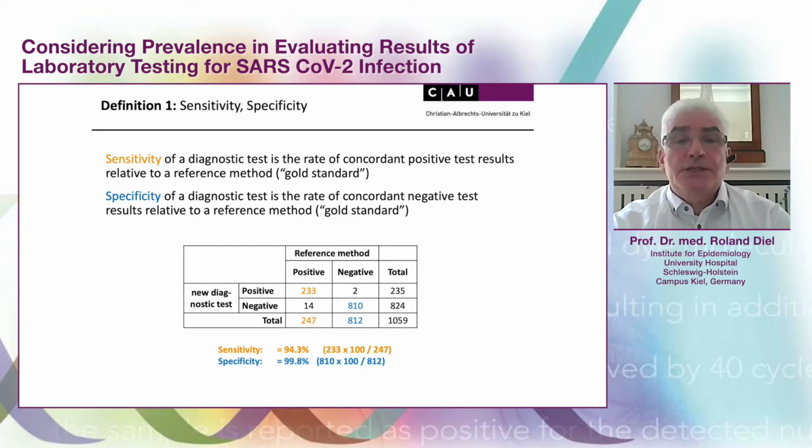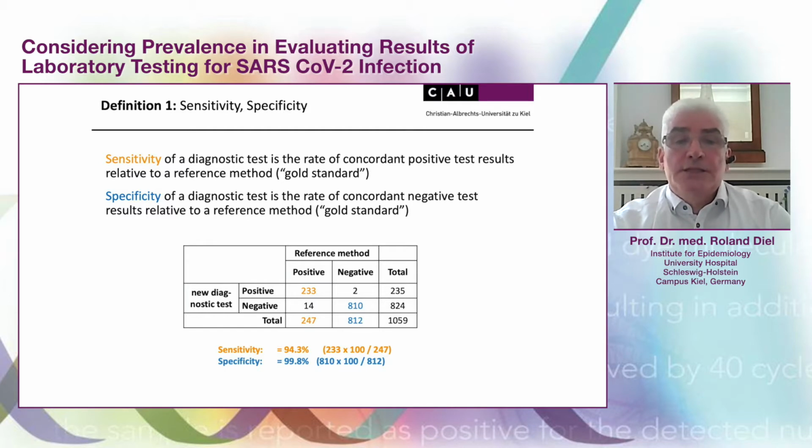Sensitivity of a diagnostic test is a rate of concordant positive test results relative to a reference method, the so-called gold standard. And specificity of a diagnostic test is a rate of concordant negative test results relative to a reference method. In our example, a diagnostic test shows 233 positive and 824 negative results, but in fact, there are 235 persons with the infection and 812 persons who are not infected.